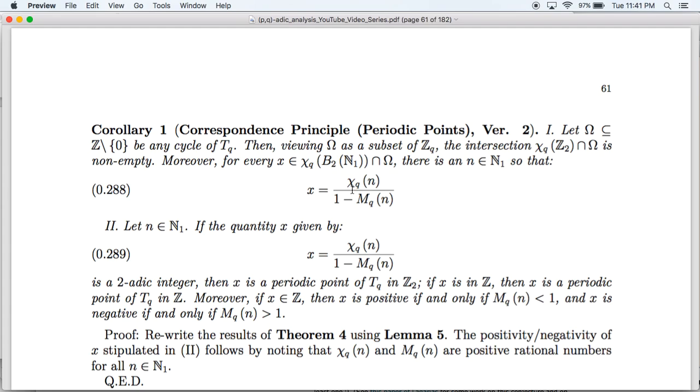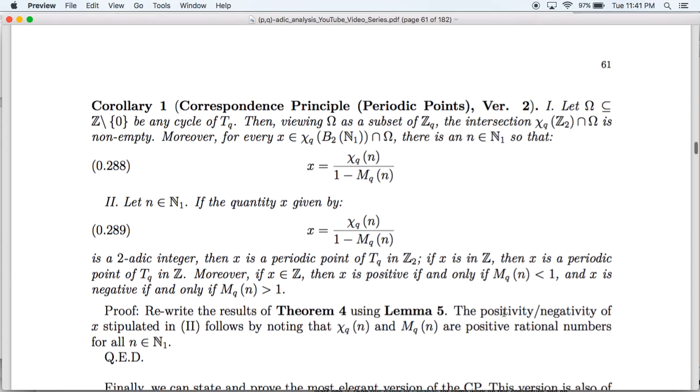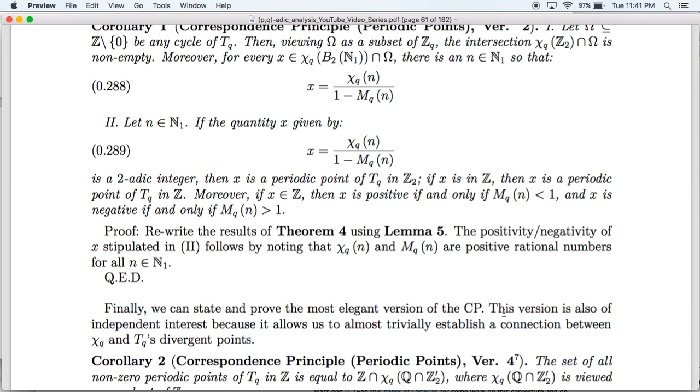Also, now this is fun. We then get that x will be a positive integer if and only if mq of n is less than 1, and x will be negative if and only if mq of n is bigger than 1. Finally, with all this done, if you write out these formulas in terms of all of the products and sums of everything, you'll get the Böhm-Sontacchi style Diophantine equation. But this is so much prettier, don't you think?